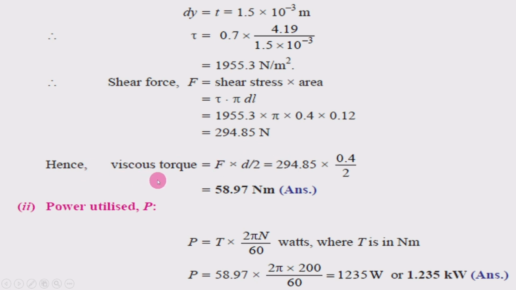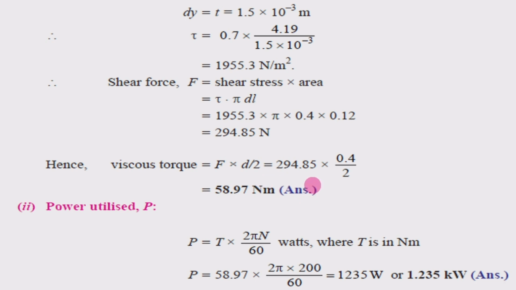Hence the viscous torque can be given as the shear force multiplied by the perpendicular distance. The torque is the force multiplied by the perpendicular distance, that is, the force multiplied by half of the diameter. For a shaft, always take the force multiplied by half of the diameter, or the force multiplied by the radius, and that will give the torque.